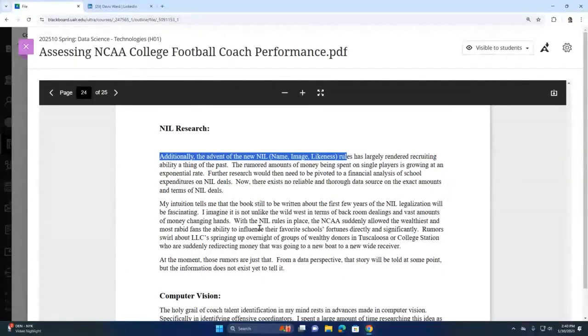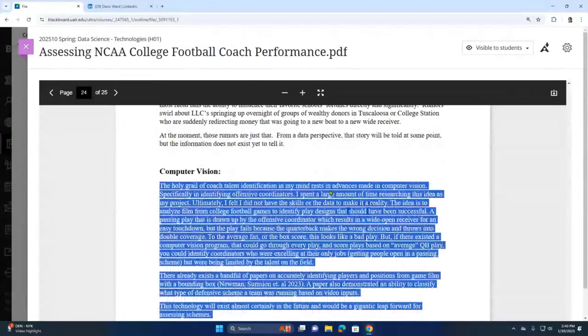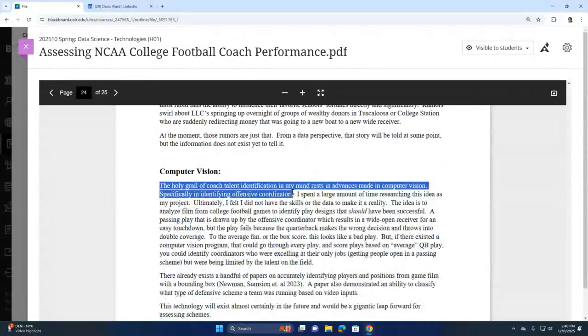And then for folks who watch college football, the transfer portal is another thing that plays into this. And then the other thing is, what about computer vision? There's a growing field in video sports analytics. What happens when we get really good at real-time video sports analytics? How will that change the whole field of coaching?